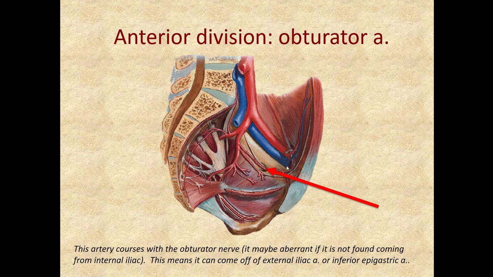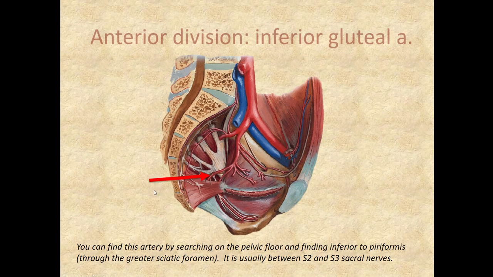And then sometimes the obturator artery is what they call aberrant. So the obturator artery may actually come from the inferior epigastric artery. Sometimes even more rarely, it can come from the external iliac artery, but you should find in most cases it comes off of the internal iliac.